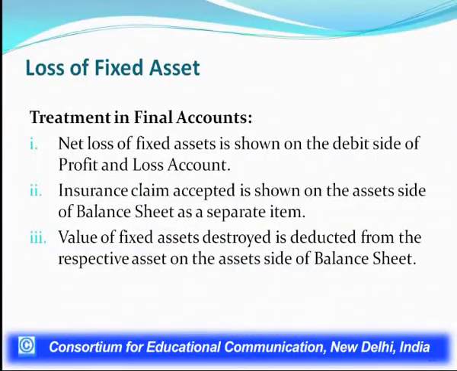So how will we show it in the financial statement? The net loss of fixed asset being abnormal loss will be shown on the debit side of profit and loss account. Insurance claim accepted is an asset, so it will be shown on the asset side of balance sheet under the current assets, other current assets. Then the value of the fixed assets destroyed is deducted from the respective asset on the asset side of the balance sheet.